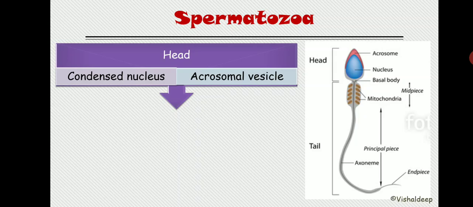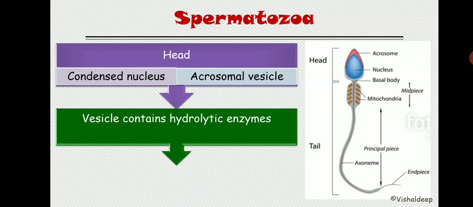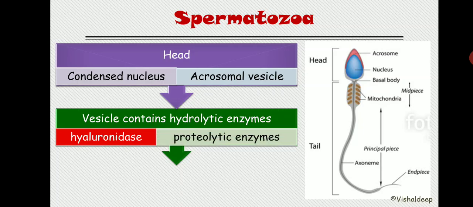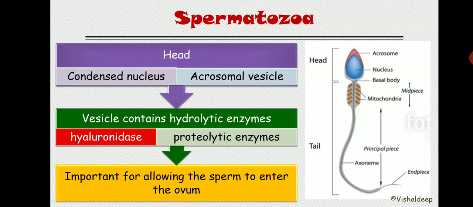Now this vesicle that is present over the top contains hydrolytic enzymes, right? Basically the hyaluronidase. Its function is basically as a proteolytic enzyme, and that is responsible for the entry of the sperm inside the ovum. It is important for allowing a sperm to enter inside the ovum. This is all about the head. You need to remember that head has two structures. One is the nucleus, another one is the acrosomal vesicle, right?